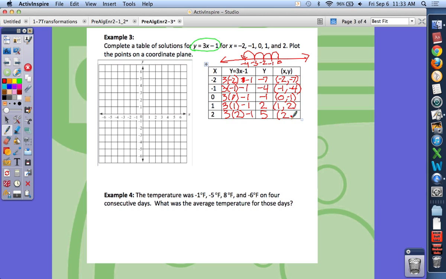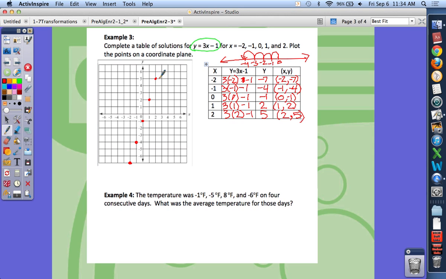Now go ahead and graph your points. So I have -2, -7, -1, -4, 0, -1, 1, 2, and 2, 5.